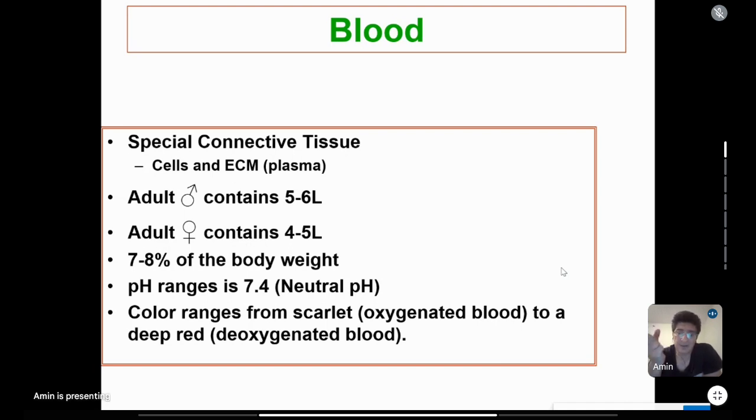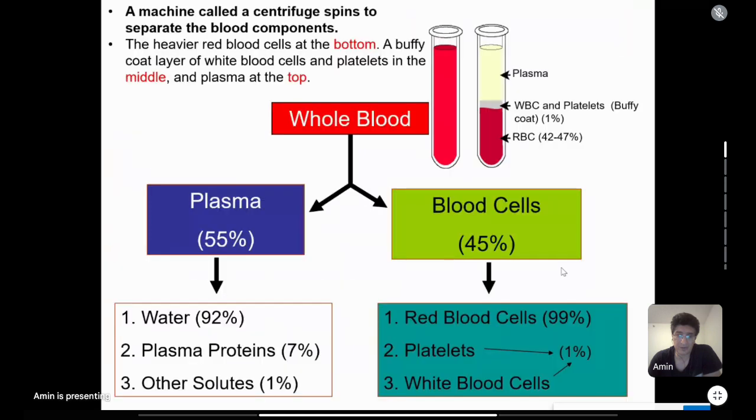The color of blood tissue is different, from scarlet for oxygenated blood in the artery to deep red for deoxygenated blood in the vein. Okay, the deoxygenated blood in the vein is deep red. Oxygenated blood in the artery is scarlet.